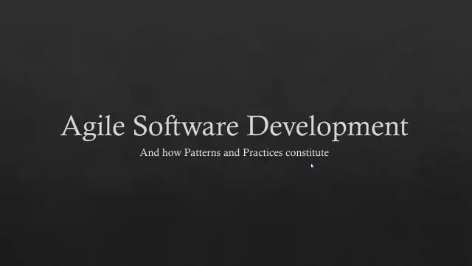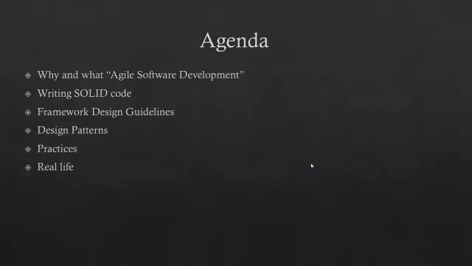So we'll start with why and what agile software development, where I'll explain a little bit where agile software development actually comes from. Why do we want agile software development? Then we'll head over to writing solid code and the solid principles. Then we'll go to the framework design guidelines, which are a set of guidelines defined by Microsoft on how you would create and should create frameworks and all that matters. Then we go to design patterns.